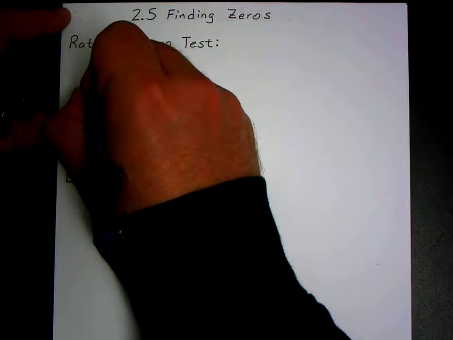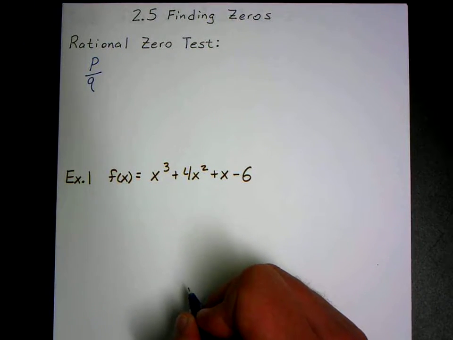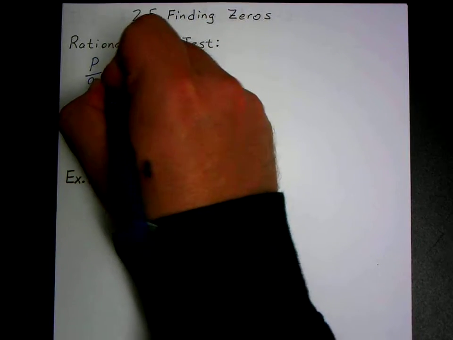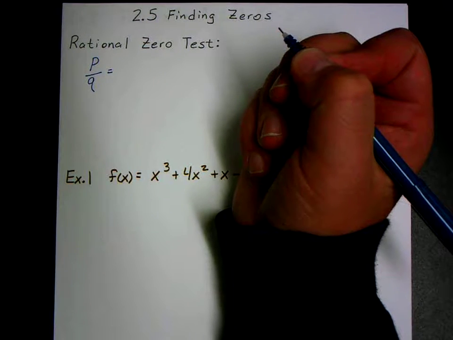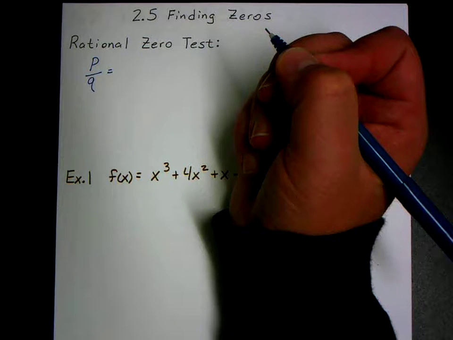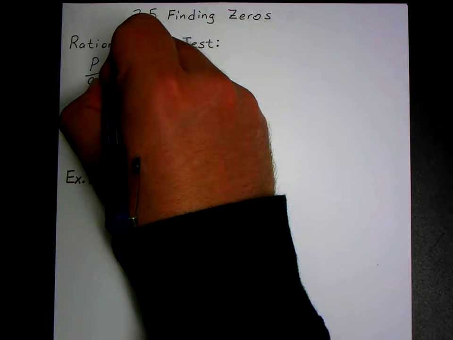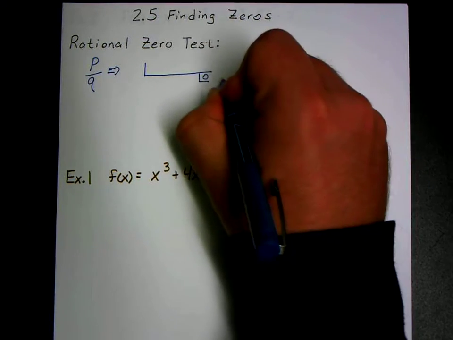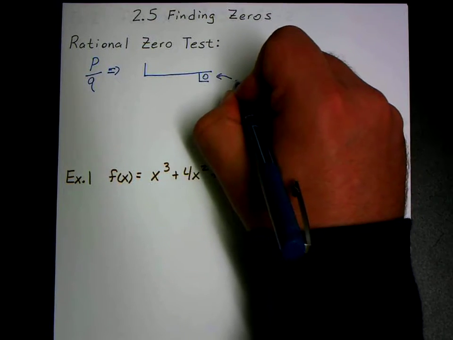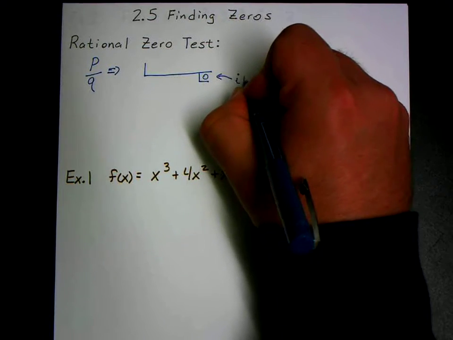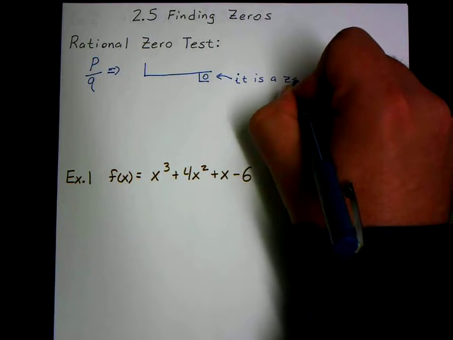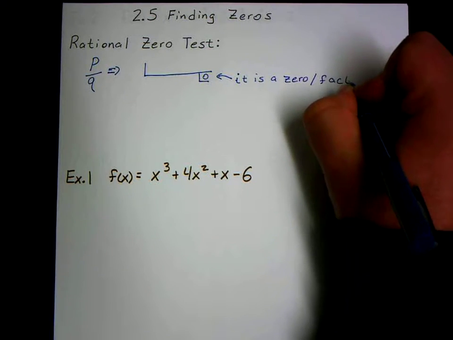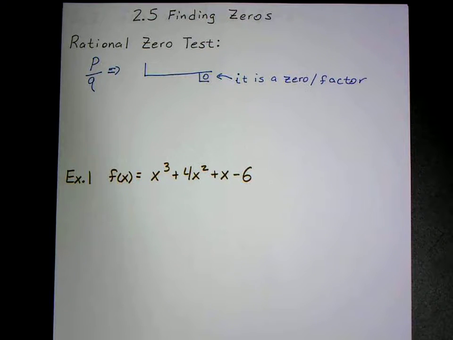First off, whenever we do this, we're going to do the rational root test, which is P over Q. P over Q is a form for our zeros, where we create a list of possible zeros for our polynomial. We take this list and test them using synthetic division. If we get a remainder of 0, that means it is a 0. So anytime you divide a polynomial by a number and get 0 as a remainder, it means it's a 0 or a factor.